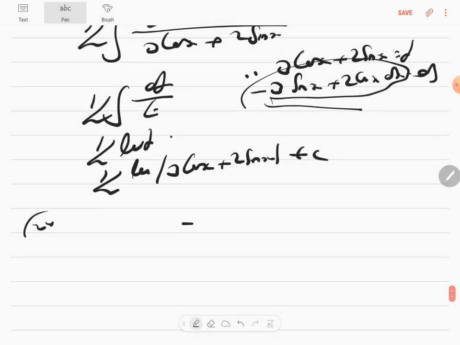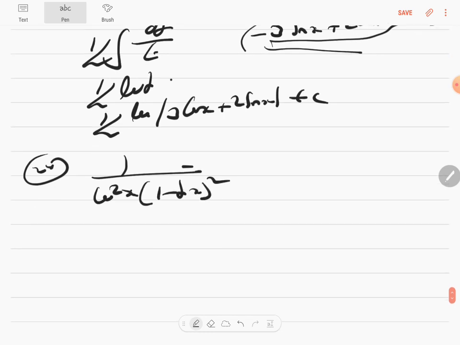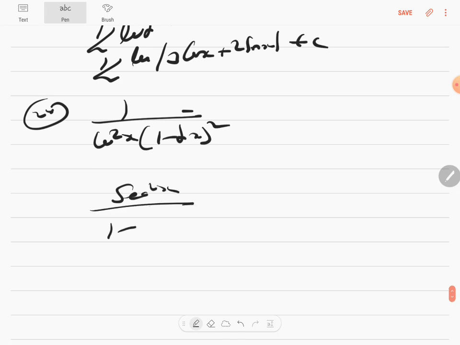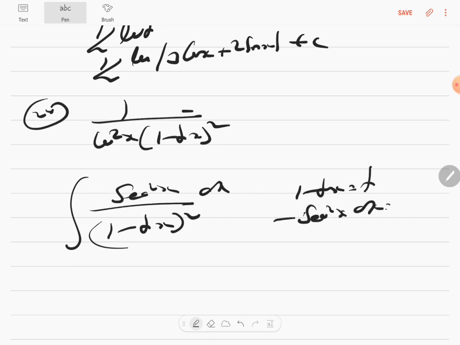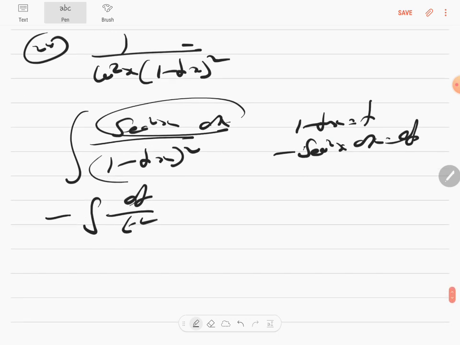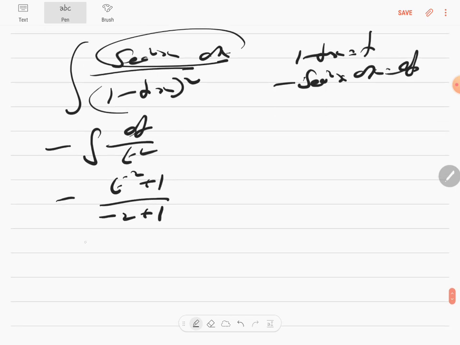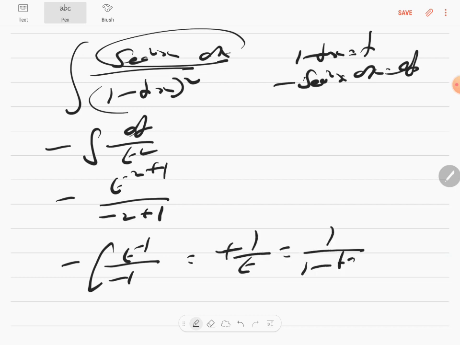So then let's go to next sum, 25th question. 1 by cos square x into 1 minus tan x the whole square. You can write it as secant square x by 1 minus tan x the whole square dx. Take 1 minus tan x itself as t, minus secant square x into dx becomes dt. This is becoming minus dt by t square. And 1 by t square will become t to the power minus 2 plus 1 by minus 2 plus 1, which is t to the power minus 1 by minus 1. So it's plus 1 by t. So it's plus 1 by 1 minus tan x plus c.